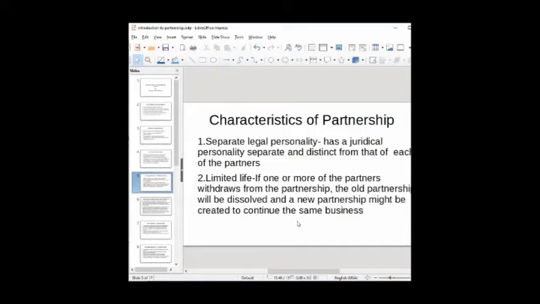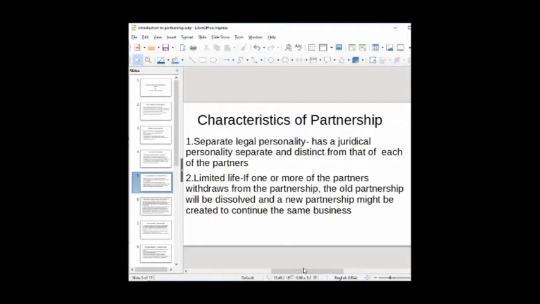What are the characteristics of partnership? One is that it has a separate legal personality. That means it has a juridical personality that is separate and distinct from that of each of the partners. Number two, it has a limited life. That means if one or more of the partners withdraw from the partnership, the old partnership will be dissolved and a new partnership might be created to continue the same business.